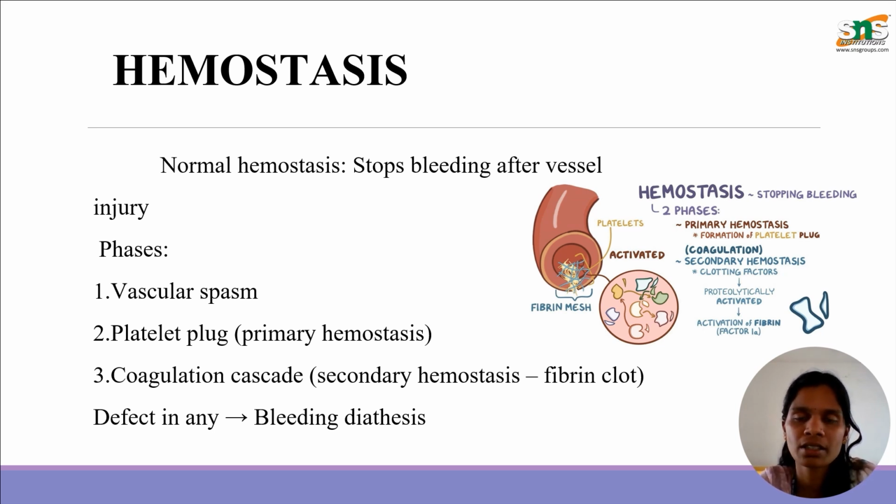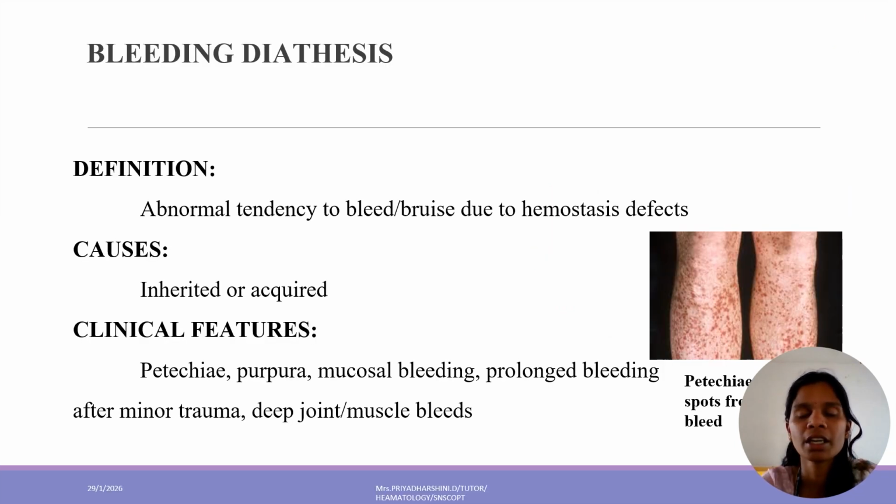It has three phases. One is vascular spasm, next one is primary hemostasis, and the last one is secondary hemostasis. Primary hemostasis is otherwise known as platelet plug, and secondary hemostasis is otherwise known as coagulation cascade. If there is any defect in these phases or the components, it may cause bleeding diathesis or bleeding disorders. Now we can get into our topic, bleeding diathesis.